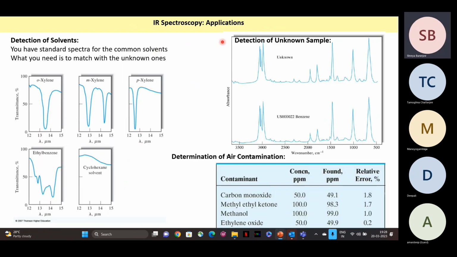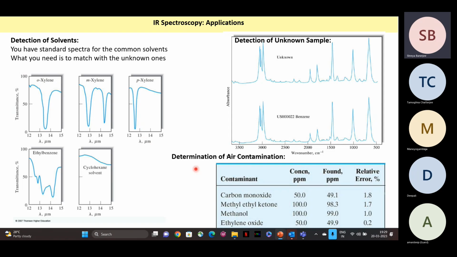There are different applications of IR spectra. First is detection of solvents. So suppose you have an unknown solvent, you can match the IR spectra of the unknown solvent with the IR spectra of common solvents that are reported in literature. So like that, you can find out what the unknown solvent is. Similarly, if you have an unknown sample, you can compare the unknown sample with the known IR spectras of common compounds, and you can find out what the unknown compound is.